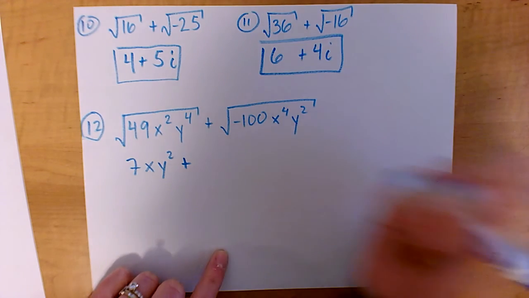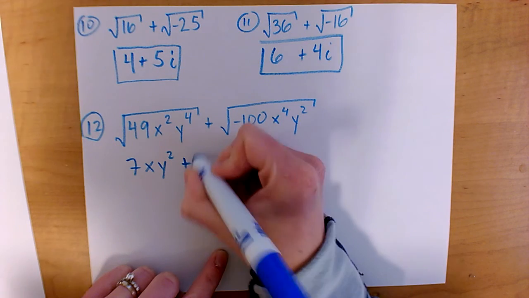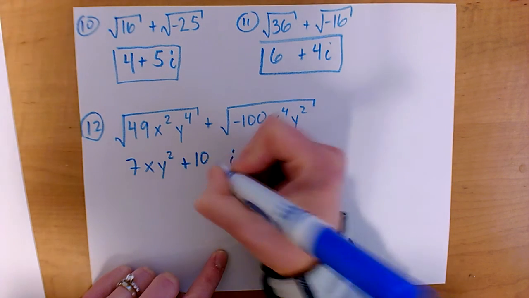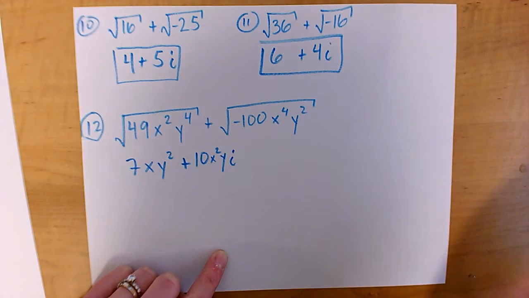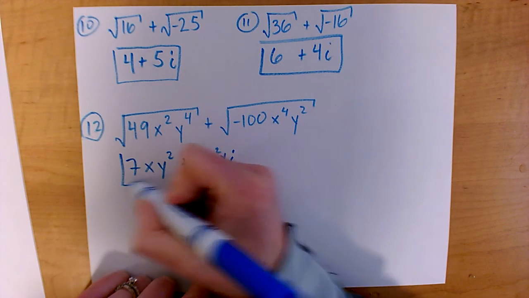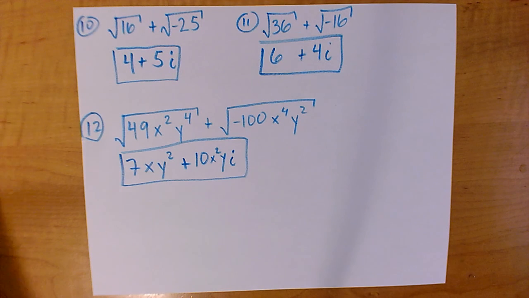Now this next one has a negative on the inside, so that means we'll be attaching an i to our answer. The square root of 100 is 10. Square root of x to the 4th is x squared, and the square root of y squared is just y. So we pull it all out, attach an i at the end, and we're all done.